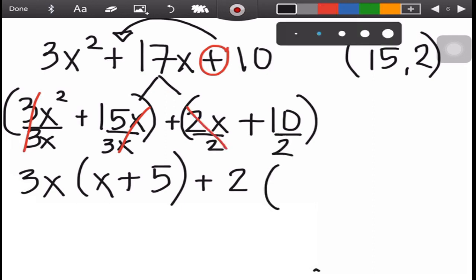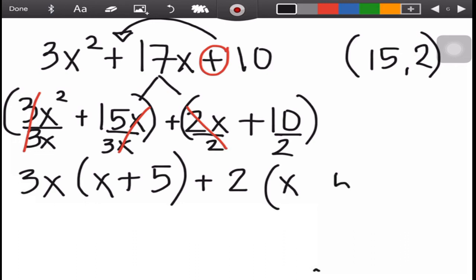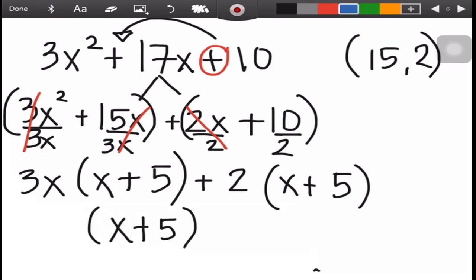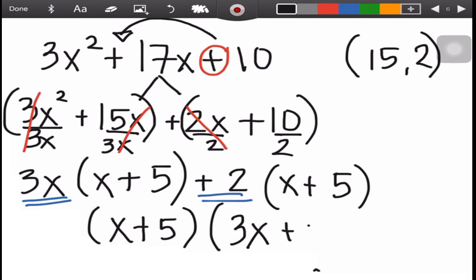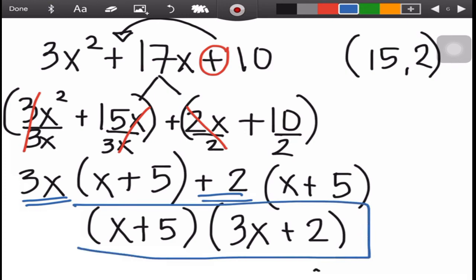2x divided by 2, cancelled 2. And then the remaining is x. And then 10 divided by 2, that is 5. Copy the sign. Since we already have the same number inside the parentheses, we will just copy it once. And then we will write the number beside the parentheses together. So this is the final answer for this example.